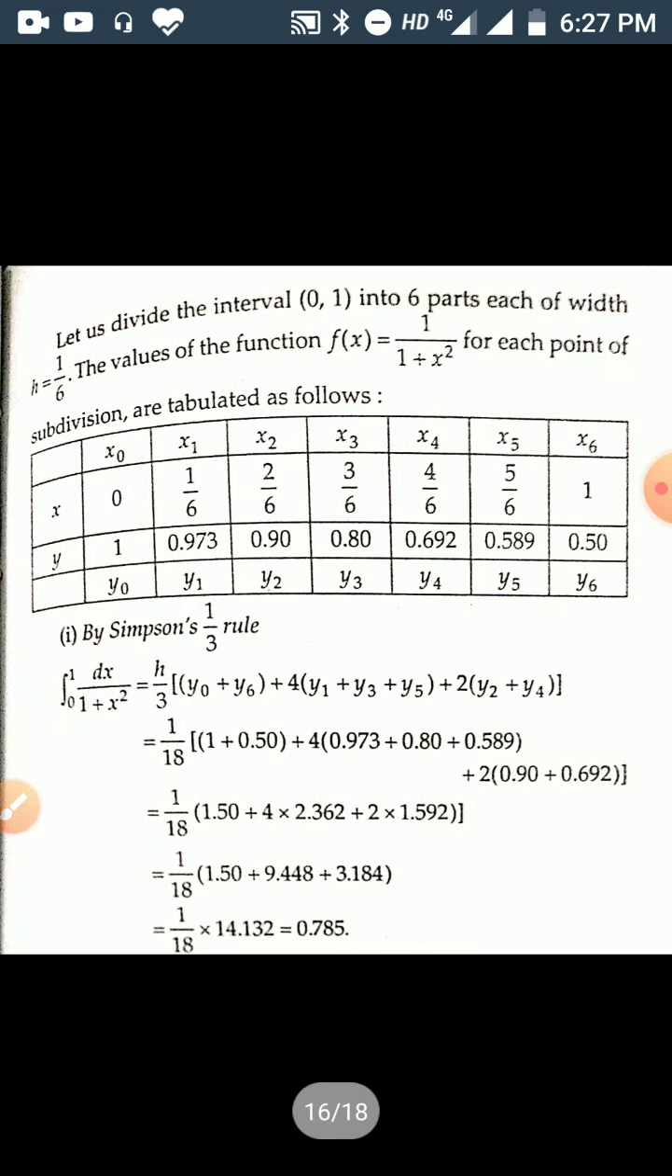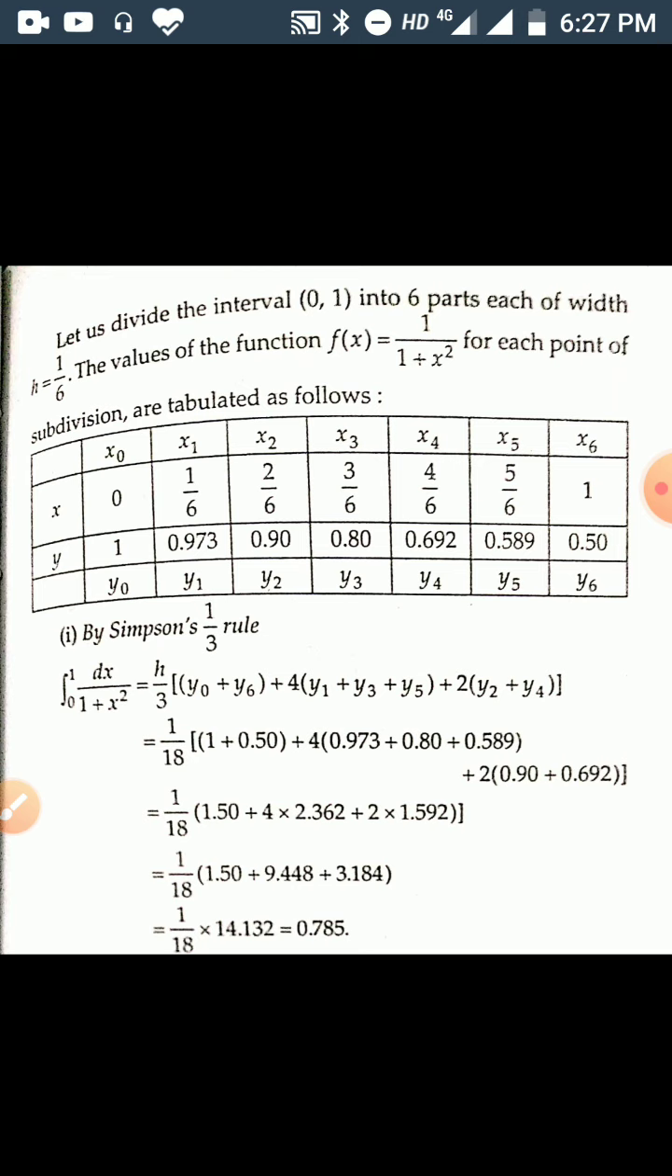We have to evaluate integration 0 to 1 dx by 1 plus x square by using Simpson's 1 by 3 rule, Simpson's 3 by 8 rule and Weddle's rule, and hence obtain the approximate value of pi in each case. So for convenience, let us divide the interval 0 to 1 into 6 parts, for each of which h is equal to 1 by 6.